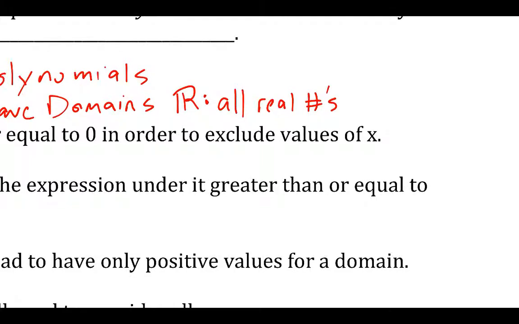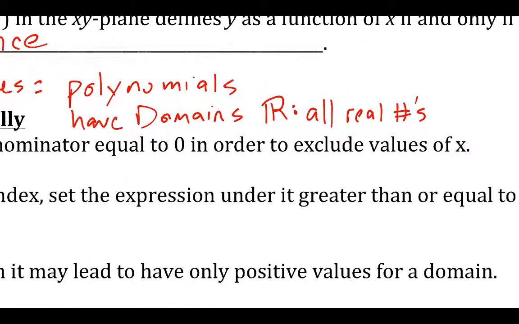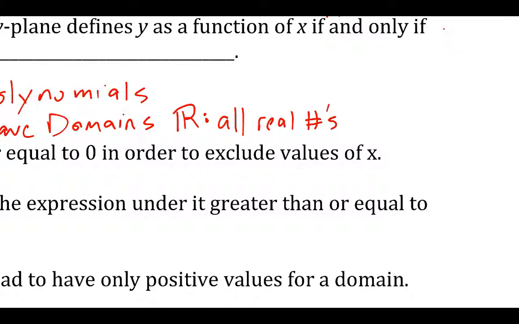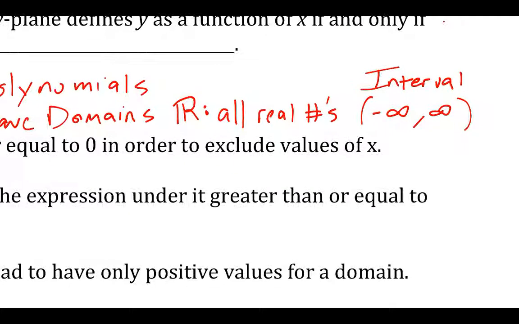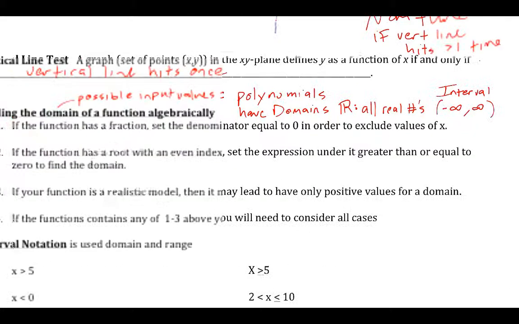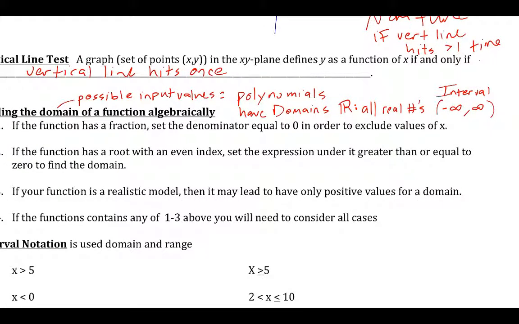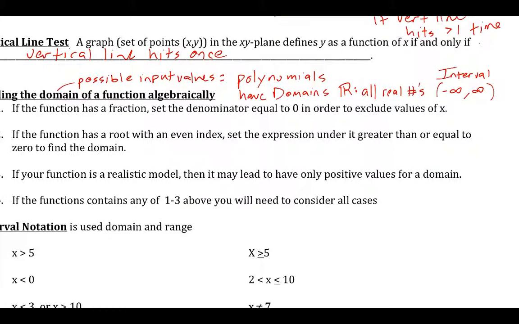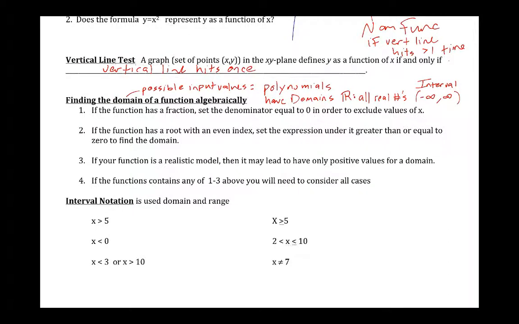So all real numbers. What that means is I don't have any limitation on what x's I can put in there on a polynomial. The other way we write that with interval notation is negative infinity to infinity. Remember that from the other day. This is the interval notation. That means any x from negative infinity to infinity, not including infinity because I can't capture infinity. No way. Not until Calc 2.